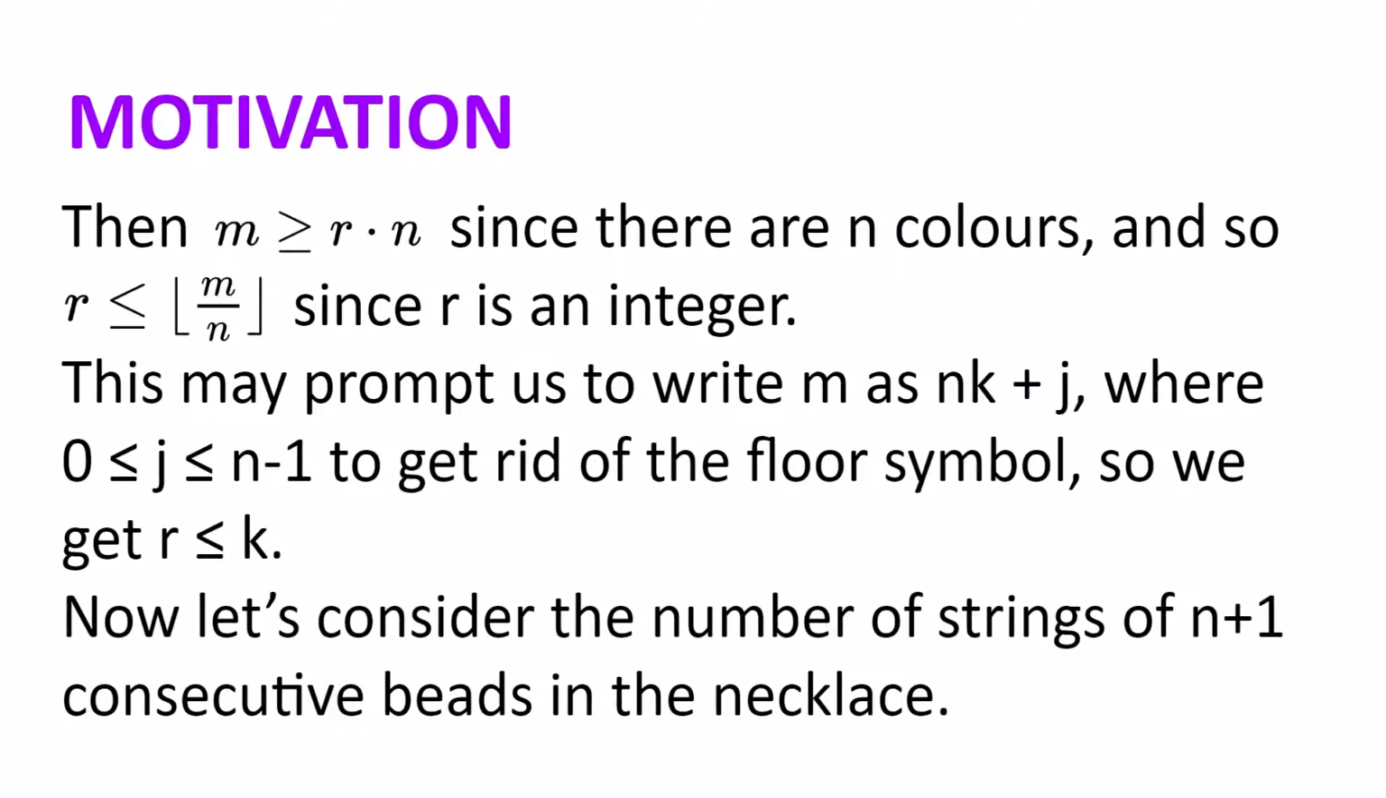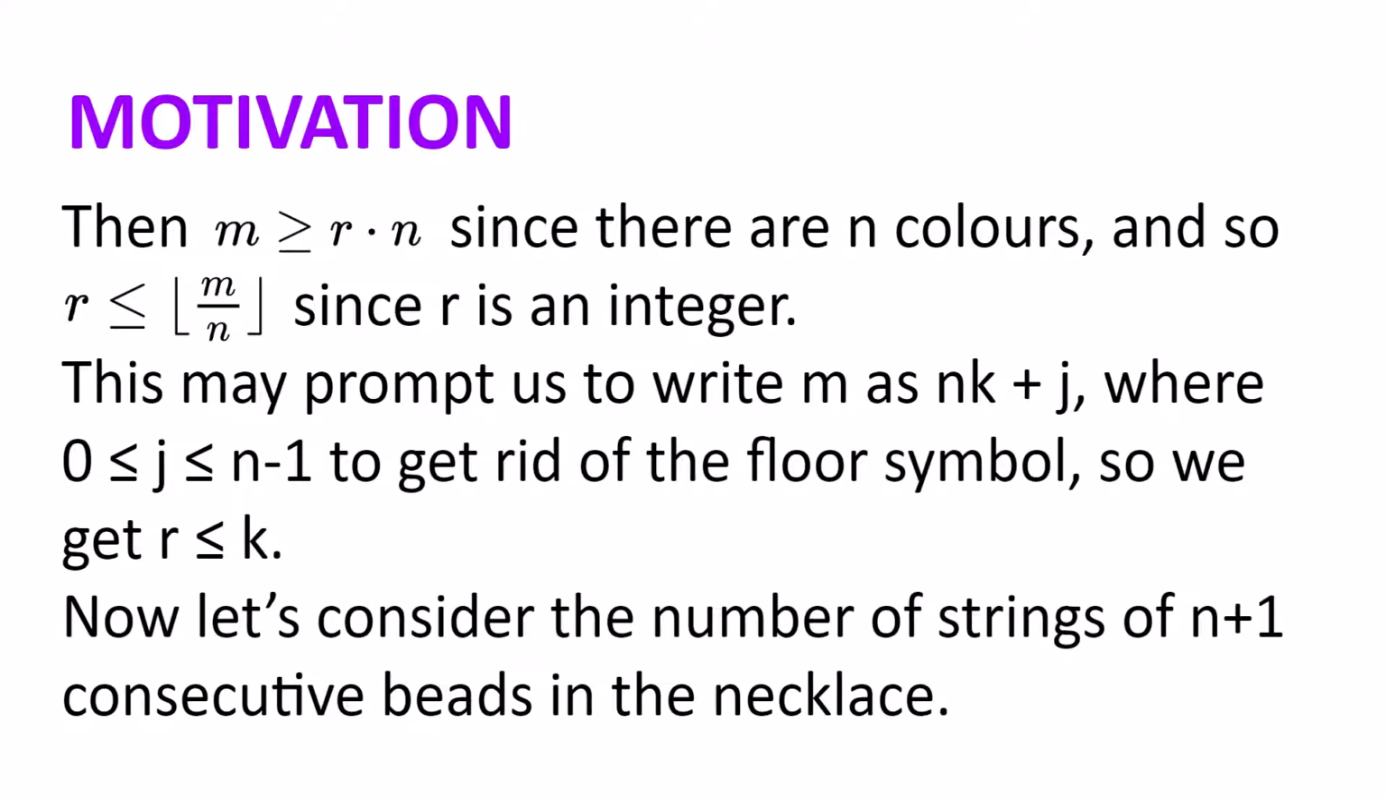Then m is greater or equal to r times n, since there are n colours, and r is the number of beads of the least occurring colour. And so, because r is an integer, r is less than or equal to the floor of m divided by n. This may prompt us to write m as nk plus j, where j is between 0 and n minus 1, to get rid of the floor symbol. And so we get that r is less than or equal to k.